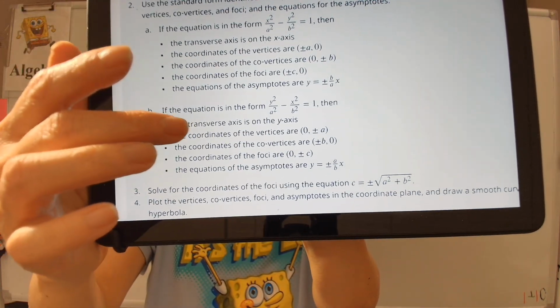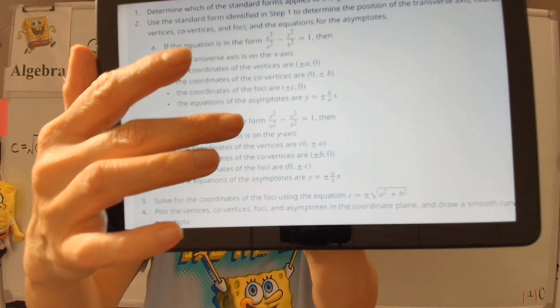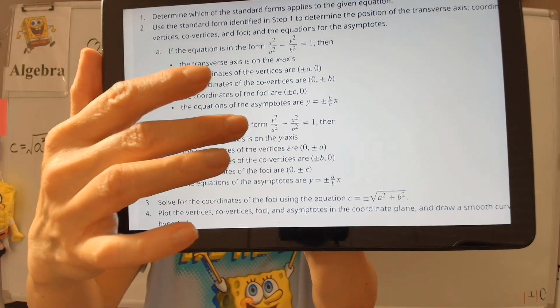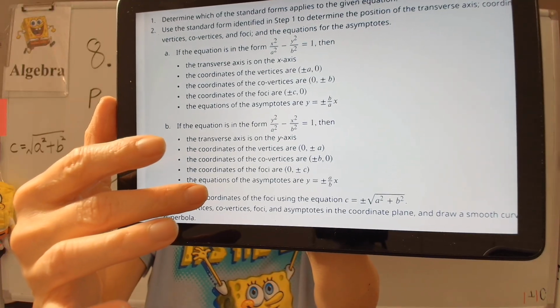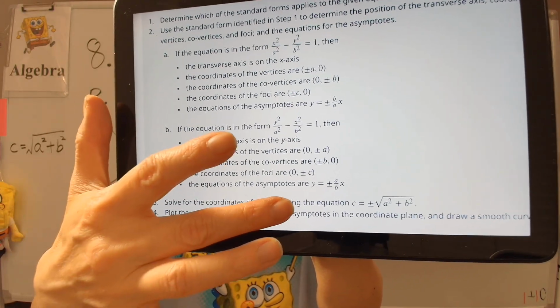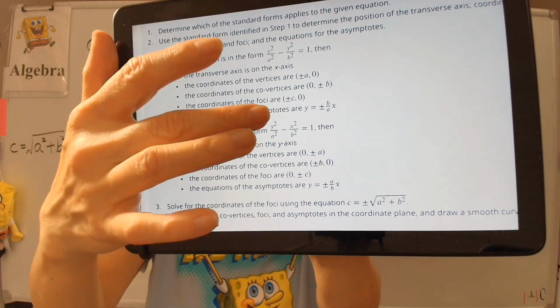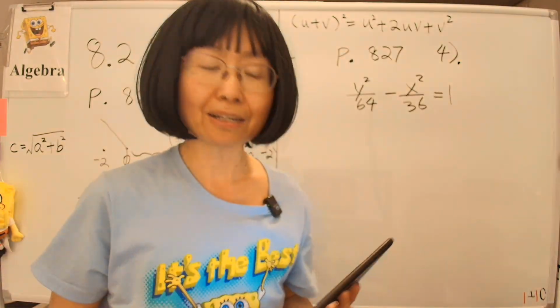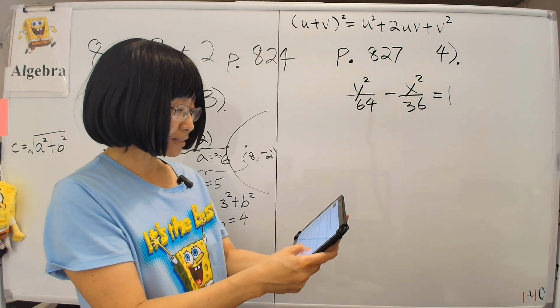Now, if it is the up and down hyperbola, where it opens up or down, so that the y goes in front, then the equations of the asymptotes are y equals plus or minus a over b x. So that is something to bear in mind. Now that we know that, let's draw this thing.